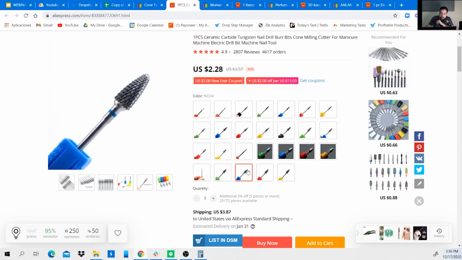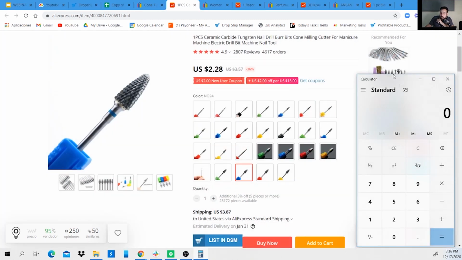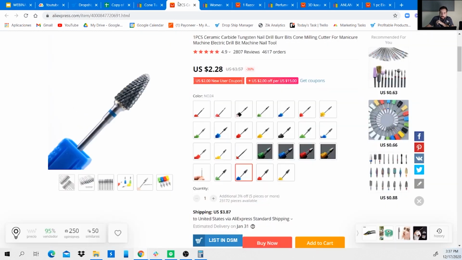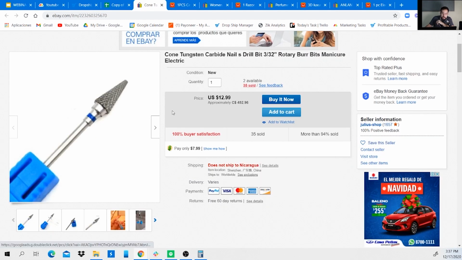That is the same item, the same variation or color, and this is the final cost or price on AliExpress, $2.28. If we add up the shipping price, which is $3.87 if we use AliExpress standard shipping, let's add that up. So we have 3.87 plus 2.28. We have a final price of $6.15. So as you guys can see, again, this one over here on AliExpress is way cheaper than the price that the seller is making on eBay.